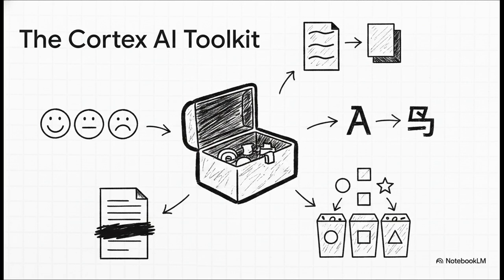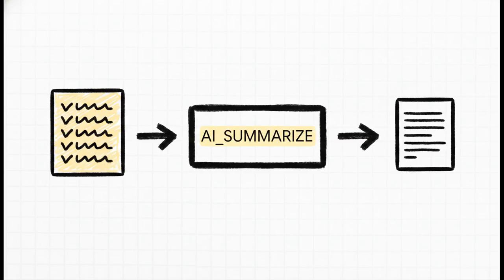You can do everything from summarizing long documents and translating languages to analyzing customer sentiment. These aren't just cool tricks, they are genuinely practical solutions for real-world data challenges. So, let's put these to work. Imagine you have a table with thousands of customer reviews. Instead of someone having to read through all of them, which would take hours, you can just use AI Summarize to get a quick and accurate summary of every single one. What a massive time saver.